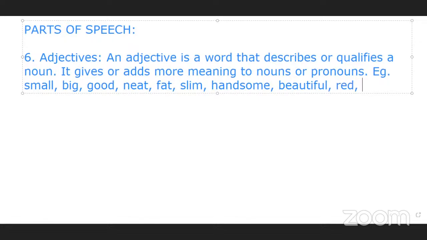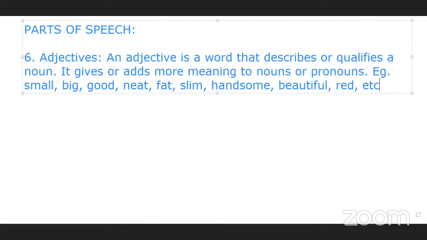Red. So when we get to tackling them one by one, we will see that we have different types. So colors also come under adjectives, like a red book. The red is describing the book and adding more meaning to it. So, a red book, great.